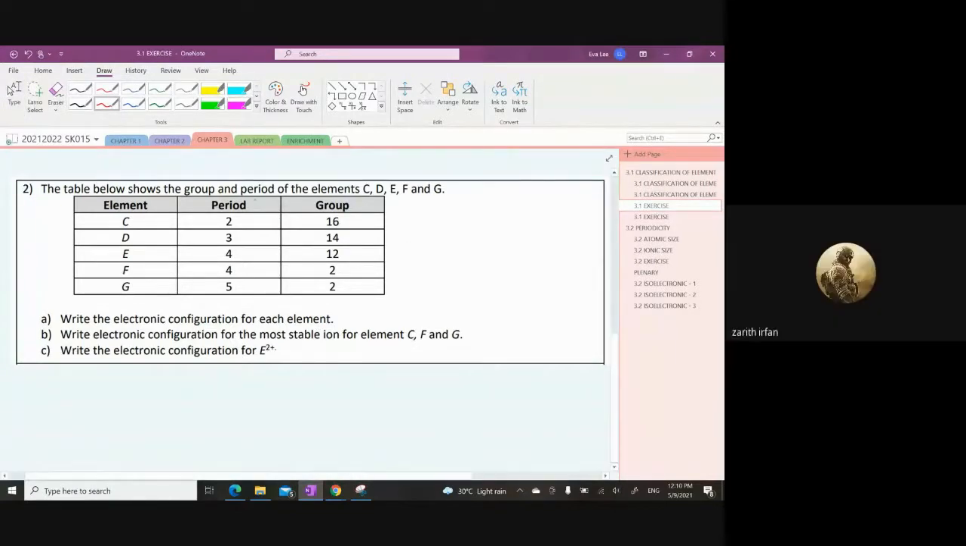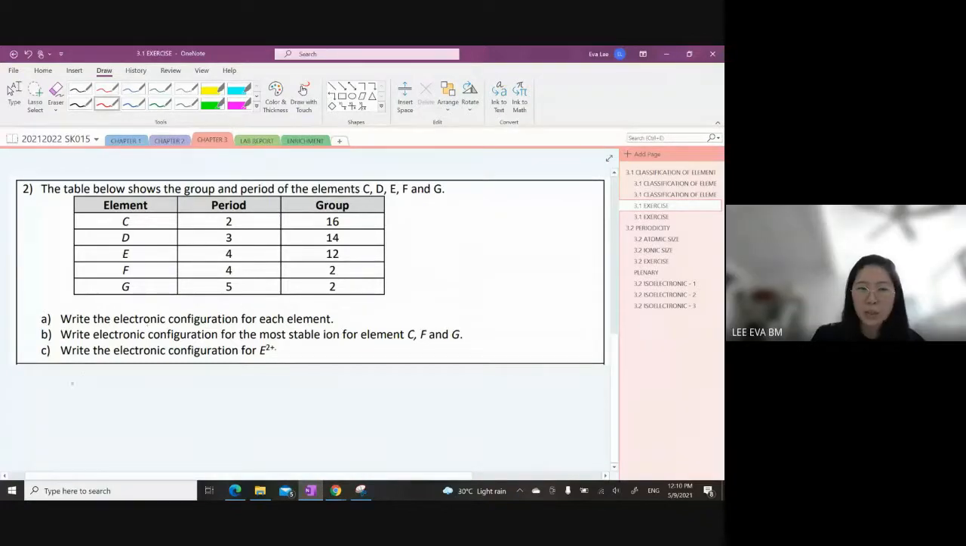The highest N, period 2. Okay, kita try satu persatu ya. Period shows you the highest value of N. So if you got period 2, that means N until 2. If you got N equals to 3, that means the highest N value is 3.